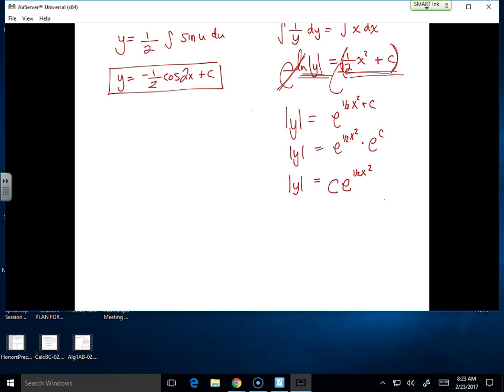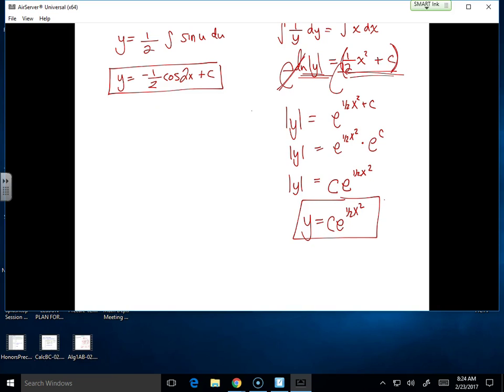Absolute value of y. How do you solve absolute value? Well, you say y is equal to positive C e to the 1/2 x squared, or negative C times e to the 1/2 x squared. Hold on, a positive or negative C, can't that just be a new C? Oh, so even though we could do all this math, we're going to make this jump and just say, hey, y is equal to, and C can be, well, it depends on the context of the problem. Sometimes maybe it's positive, and sometimes maybe it's negative. But without more specific information, we'll just say C times e to the 1/2 x squared.